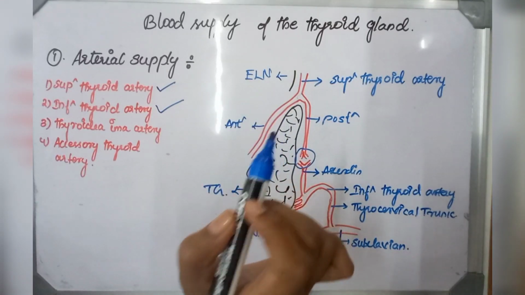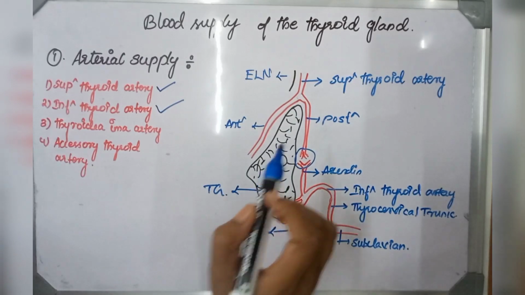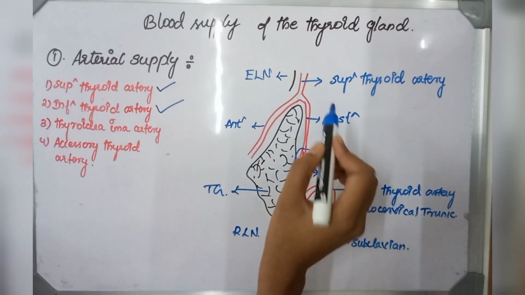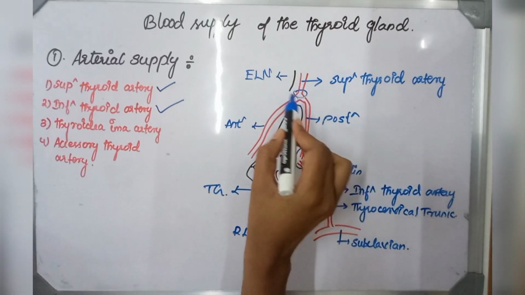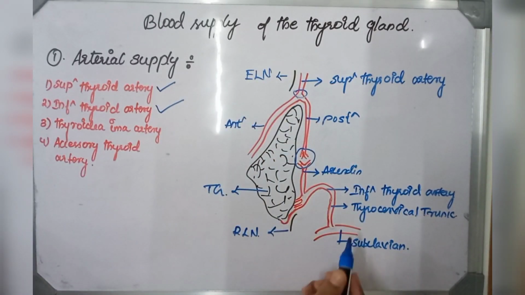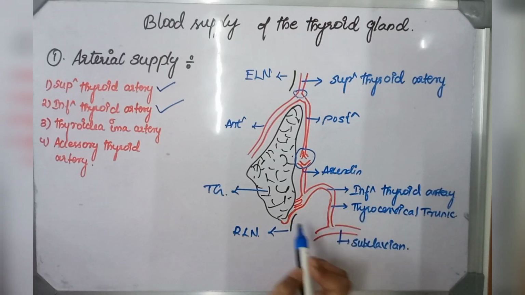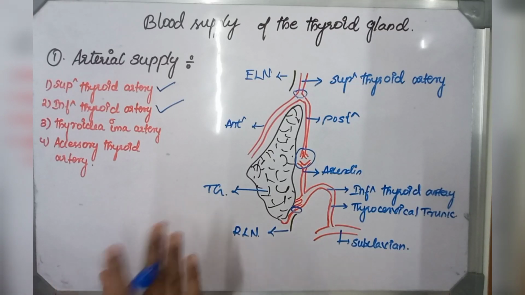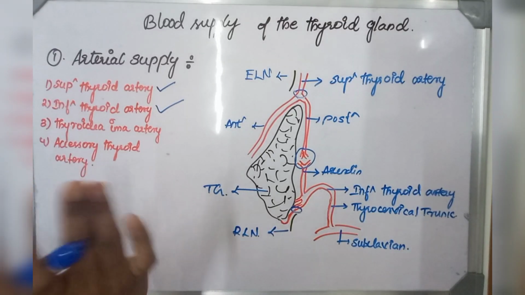During thyroidectomy surgeries, we are going to ligate the superior thyroid artery here in order to protect the external laryngeal nerve from getting damaged. Likewise, here we are going to ligate the inferior thyroid artery in order to protect the recurrent laryngeal nerve here. So this is a little about the arterial supply.